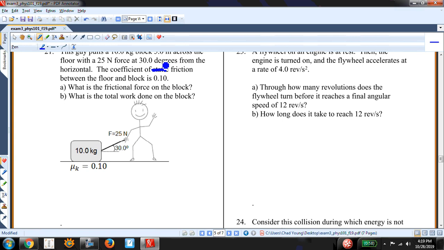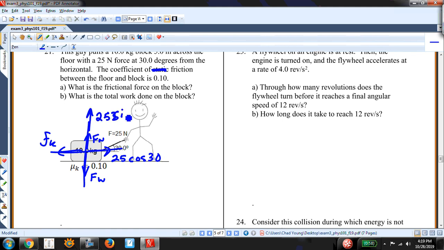So this is really sort of a throwback to chapter 4, but also chapter 5. My first step is to label all the forces. I have the normal force, Fn. I have the weight, Fw. I have this kinetic frictional force, Fk. And then I have this 25 newton force. I'm going to resolve it into its components: 25 cosine of 30, and 25 sine of 30. So those are all the forces that I have at play.